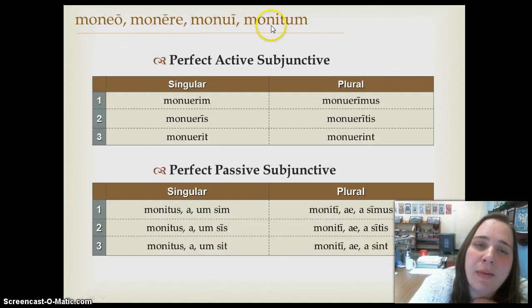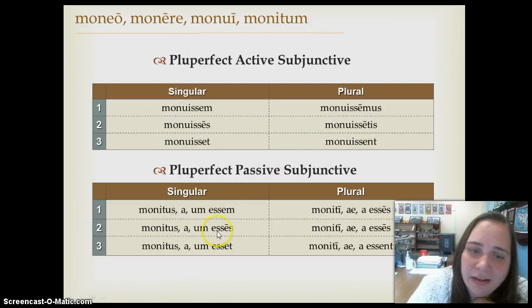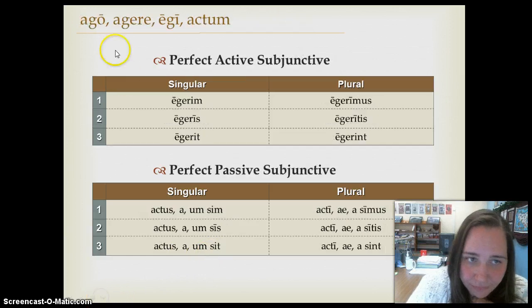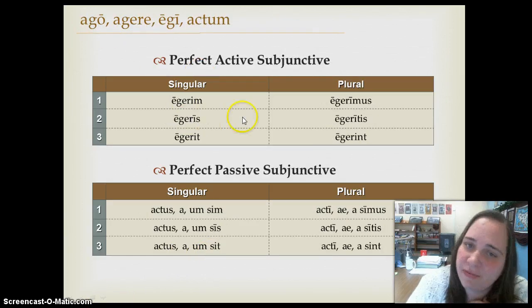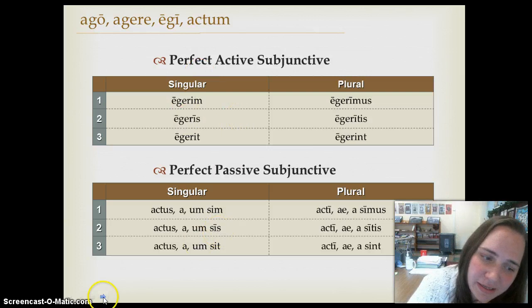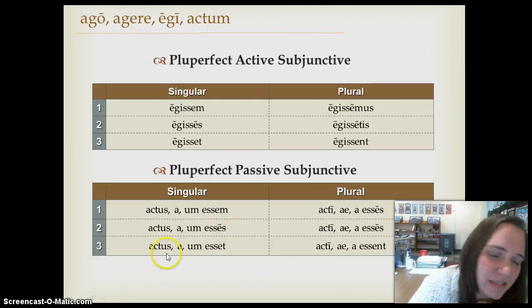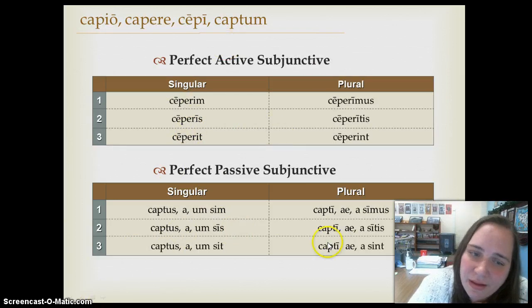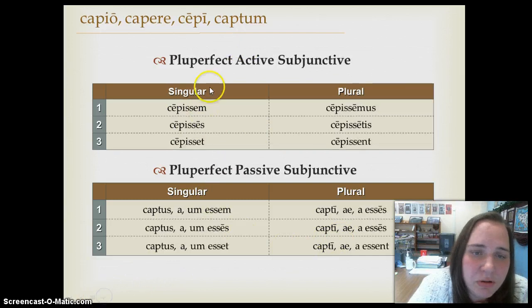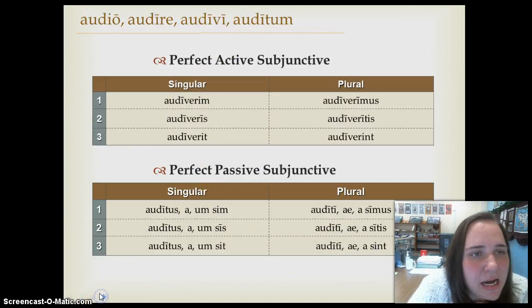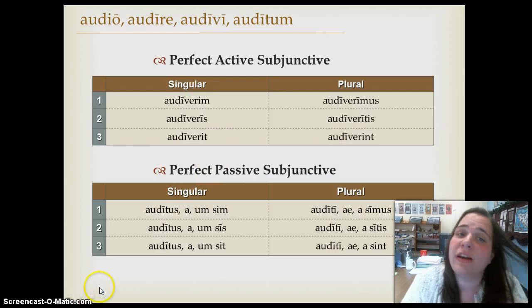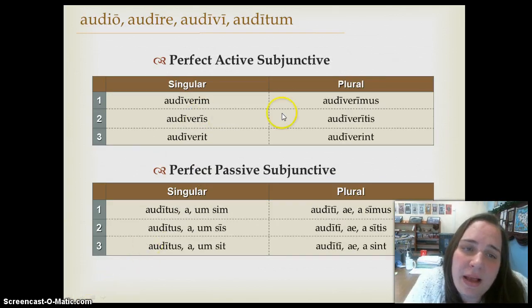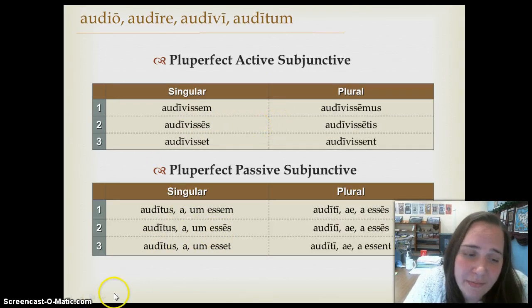Moneo, monere, monui, monitum, we have in the perfect active and perfect passive subjunctive, pluperfect active, pluperfect passive subjunctive. Ago, agere, egi, actum in the perfect active subjunctive, perfect passive subjunctive, pluperfect active, pluperfect passive subjunctive. Capio, capere, cepi, captum in the perfect active and passive subjunctive, pluperfect active and passive subjunctive. And then our fourth conjugation, audio, audire, audivi, auditum, in the perfect active and passive subjunctive, and in the pluperfect active and passive subjunctive.